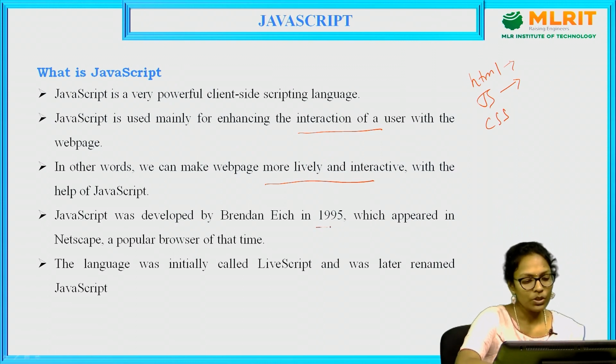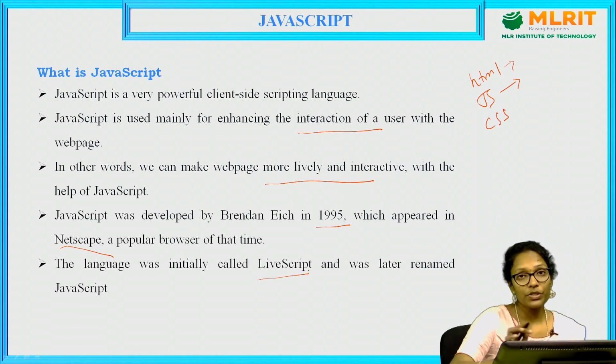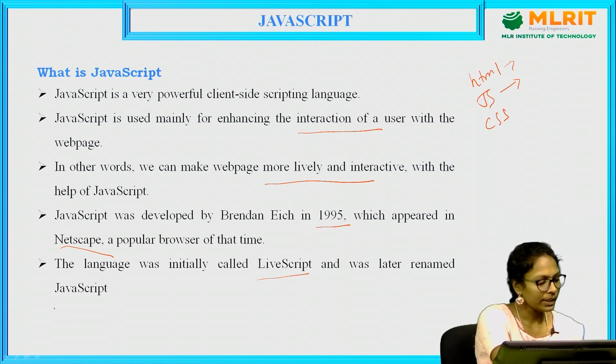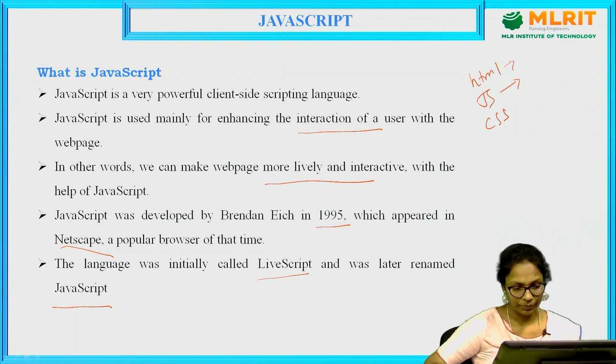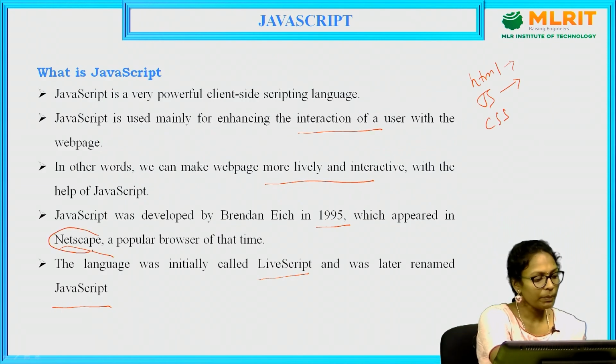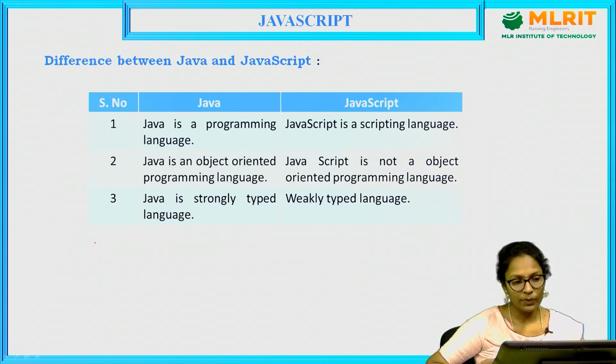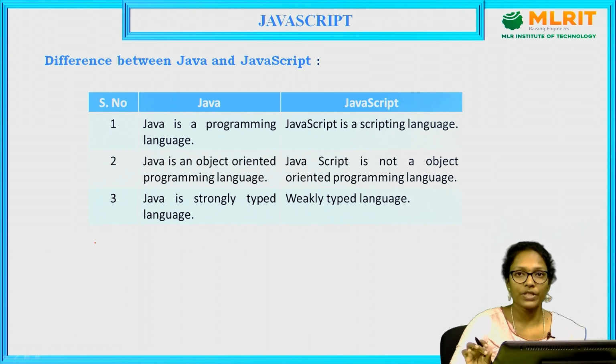JavaScript was developed in 1995, first by the Netscape browser people. Initially it was named LiveScript and now it is called JavaScript. Why is it named JavaScript? I told you this was developed by Netscape and Java was developed by Sun Microsystems. Both companies had an agreement regarding this, so that's why they named this scripting language JavaScript. But there are no common features, and there is no relation between Java and JavaScript.